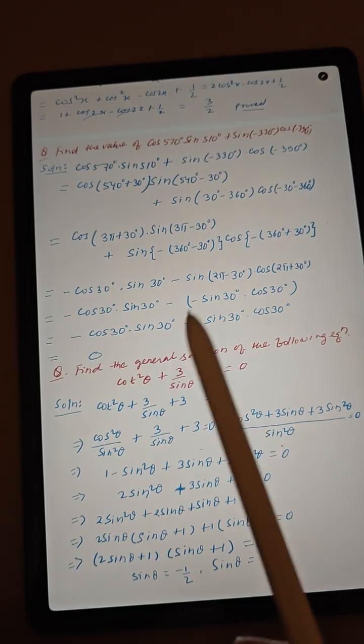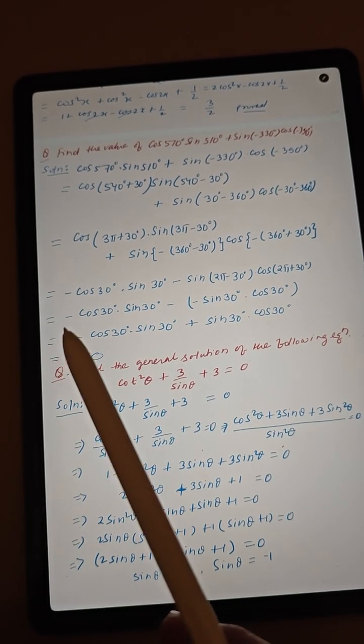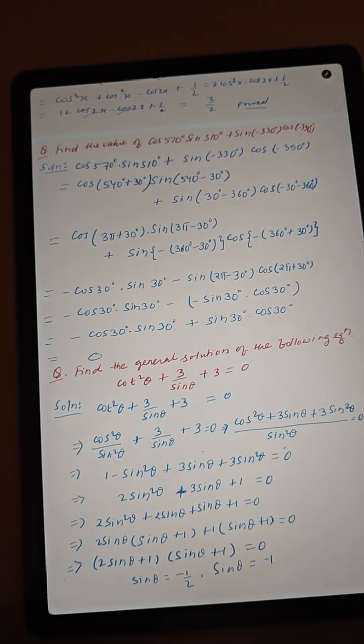Now you can see this is minus minus plus, and this is sin 30° cos 30°, this is minus cos 30° sin 30°, so it gets cancelled, so 0 is the answer.